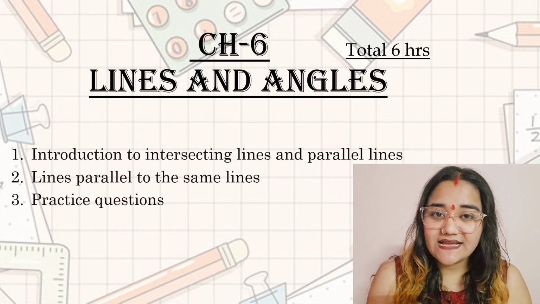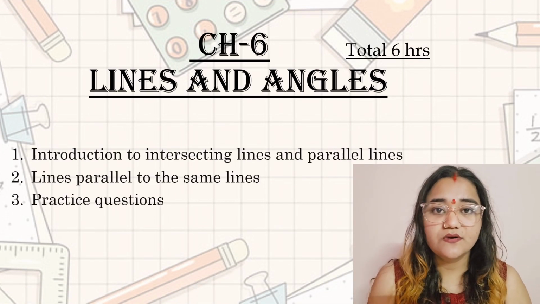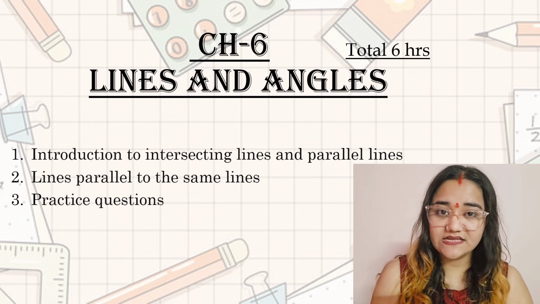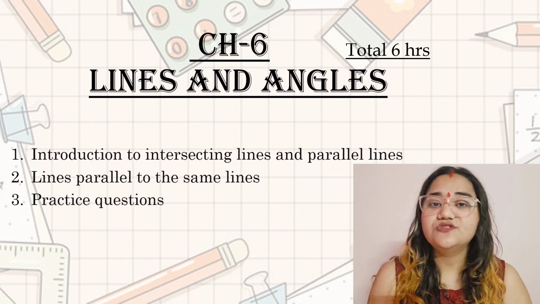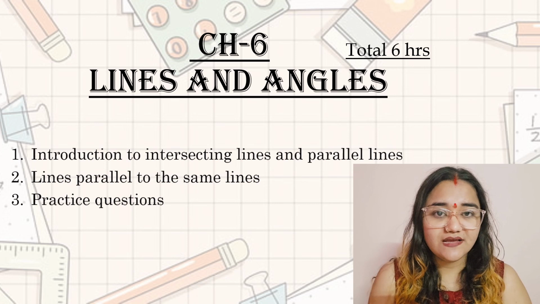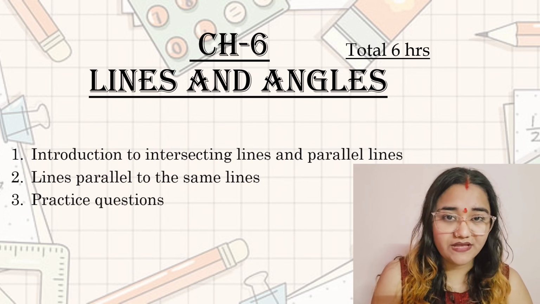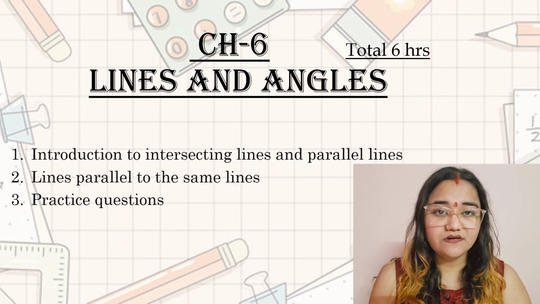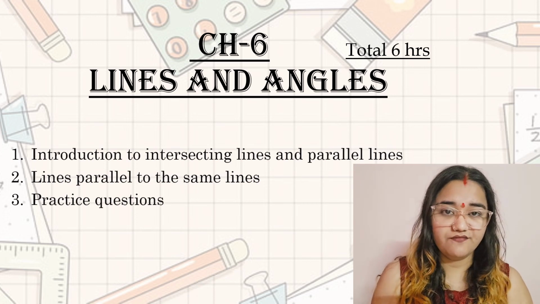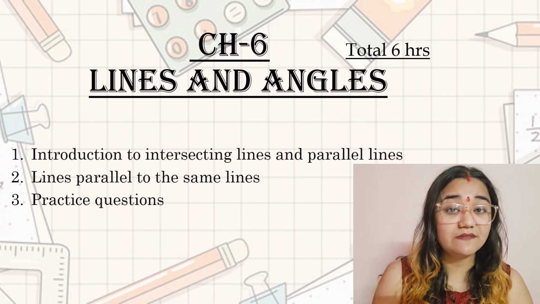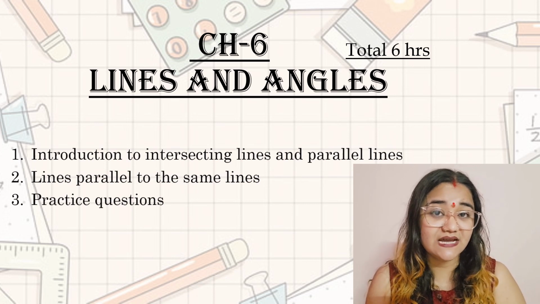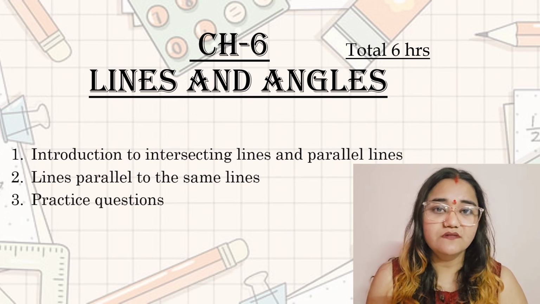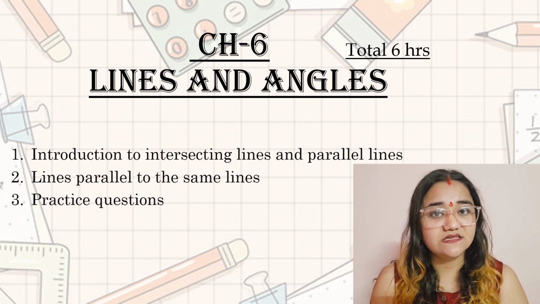Chapter number 6 is lines and angles. In this we are going to learn about different types of lines, that is intersecting lines, parallel lines, then a transversal intersecting two parallel lines, pair of angles formed by them. And then there are practice questions regarding this chapter. They are a little bit tricky if the questions come out to be a little bit different than the language used in the NCERT book. So this chapter, to complete it all in all, will take us around 6 hours.